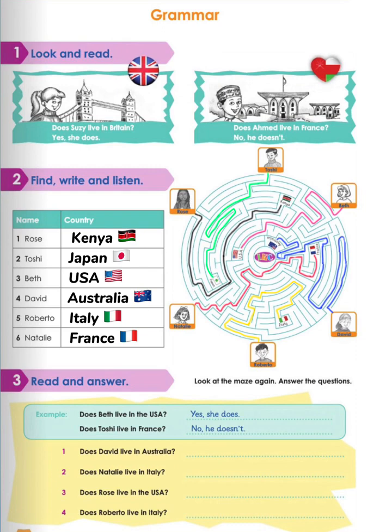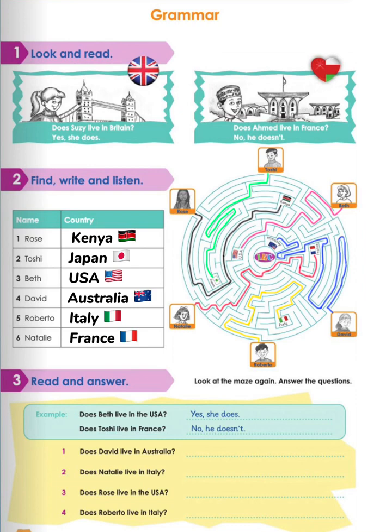Amazing. By following the lines, now we know where all these kids live. Rose lives in Kenya. Toshi lives in Japan. Beth lives in the USA. David lives in Australia. Roberto lives in Italy. And Natalie lives in France. Well done. Now in number 3, read and answer.